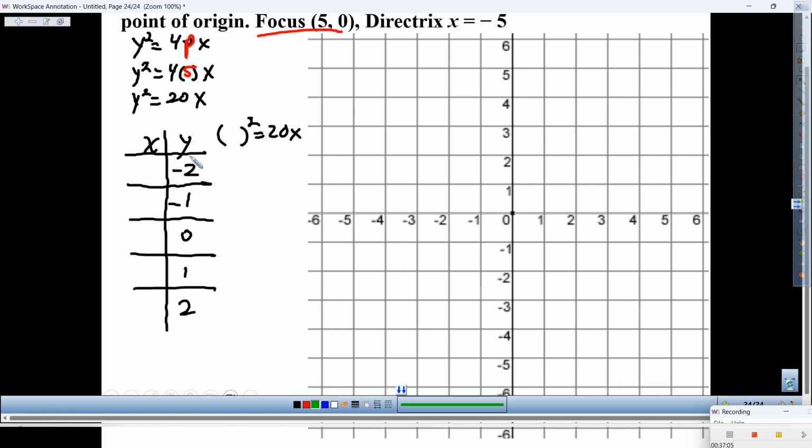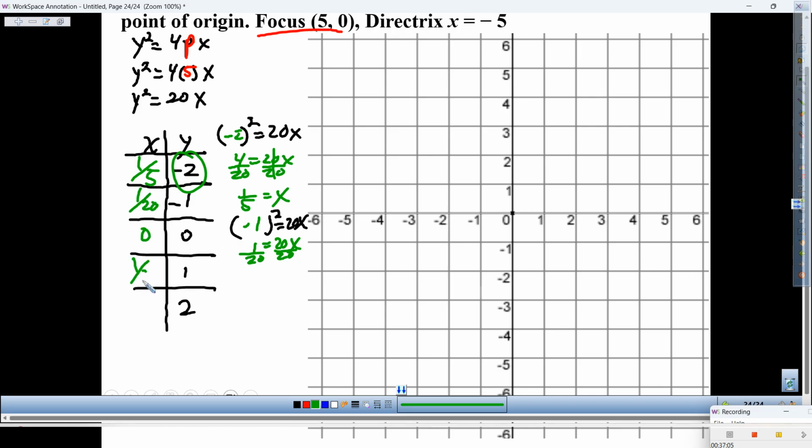My first value is -2. That's 4 equals 20x divided by 20. That's 1/5 equals x. That goes 1/5 right there. Let's do it again. Now it's -1. That's 1 equals 20x divided by 20. So that means this is 1/20th. We know that's going to be 0, so it's 1/20th and 1/5.